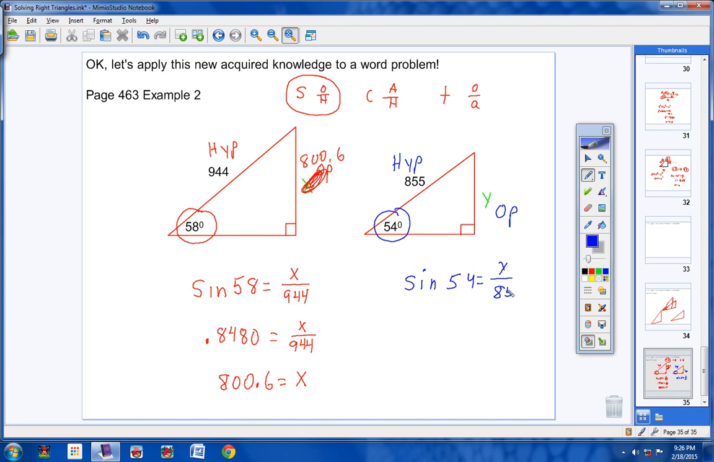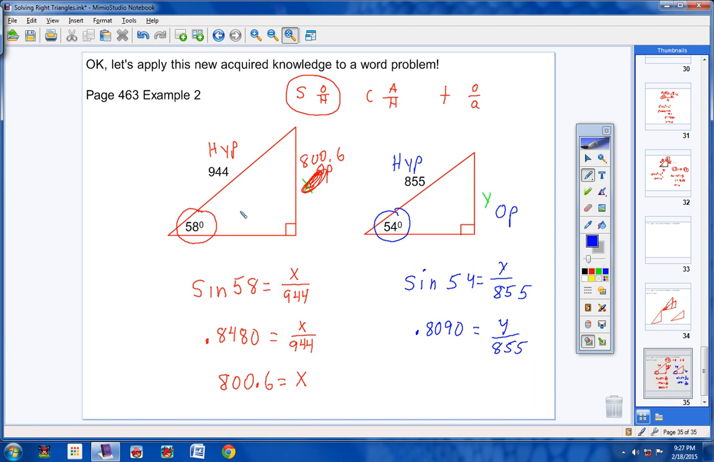Okay, so opposite over 855. Now remember, sine of 54 is a number, so sine of 54 equals 0.809016994. I'm going to put 0.8090, so 0.8090 equals y over 855. Now, remember, next, whatever your denominator is, in this case it's 855, you're going to multiply both sides by 855, okay?